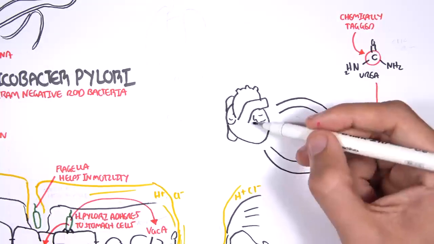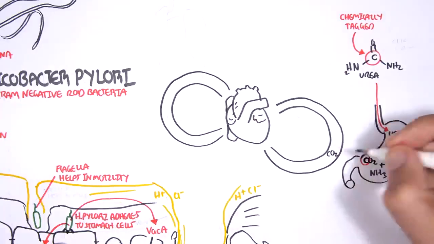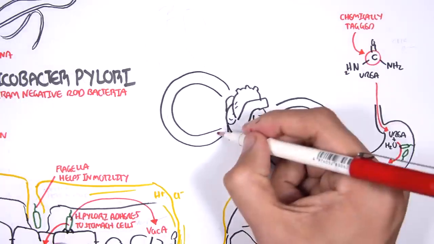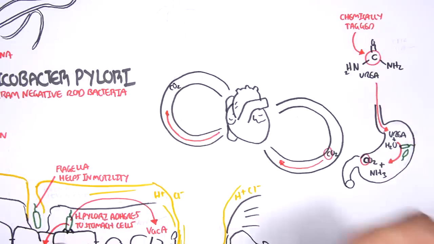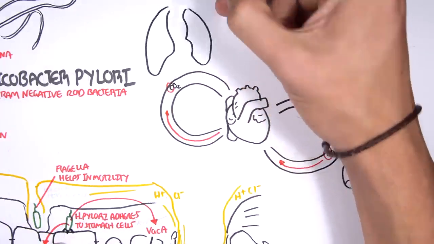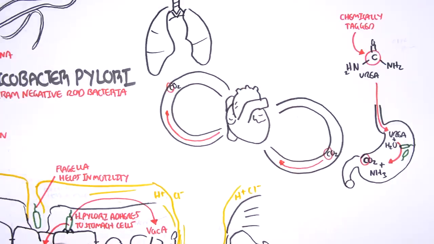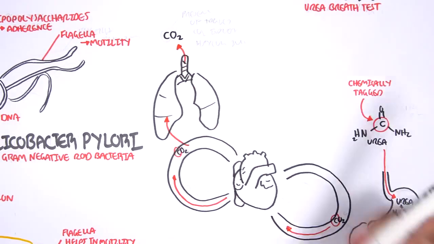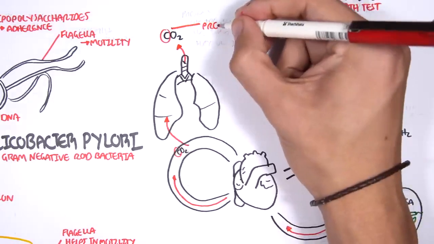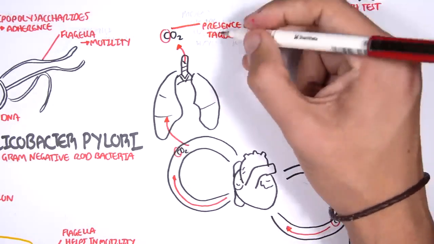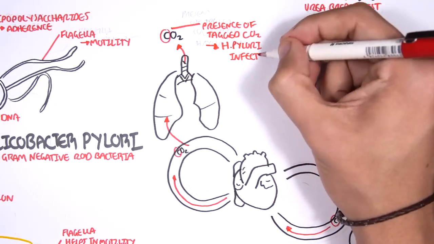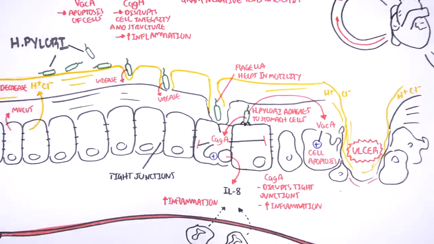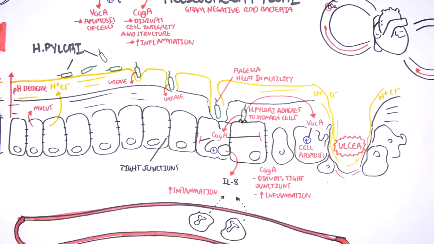The carbon dioxide will then leave the stomach to the bloodstream. The carbon dioxide will travel up to the heart, and then the heart will pump the blood with this chemically tagged carbon dioxide to the lungs, and then the carbon dioxide will be exhaled out. And so the presence of a chemically tagged carbon dioxide will indicate that it is a H. pylori infection. Other ways to diagnose a H. pylori infection include a stool sample test.